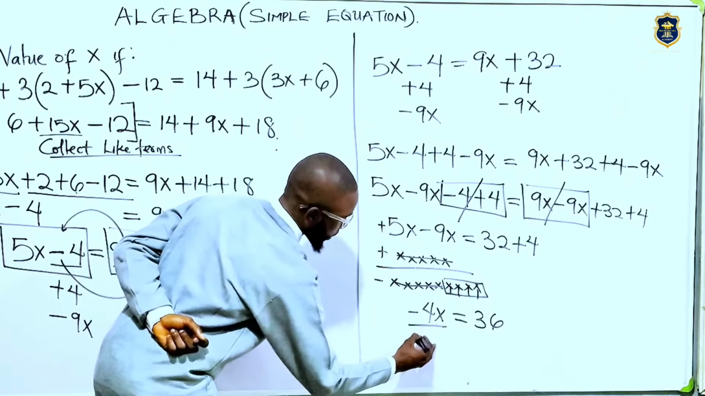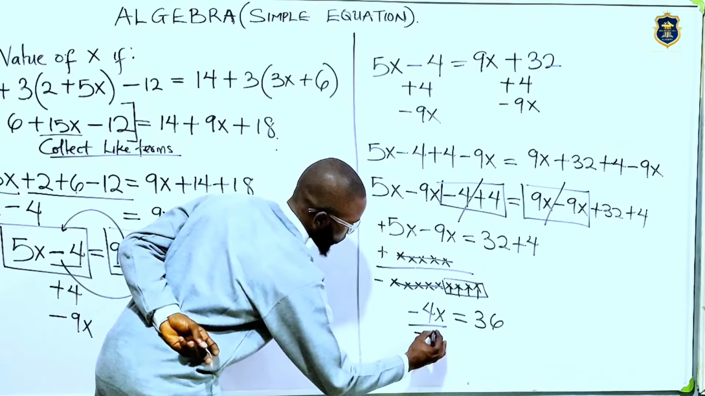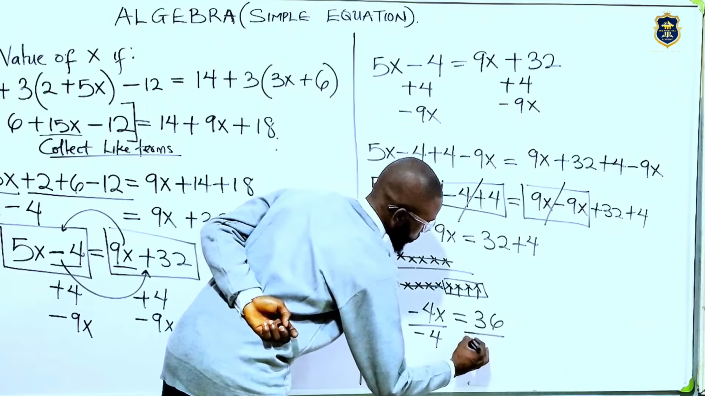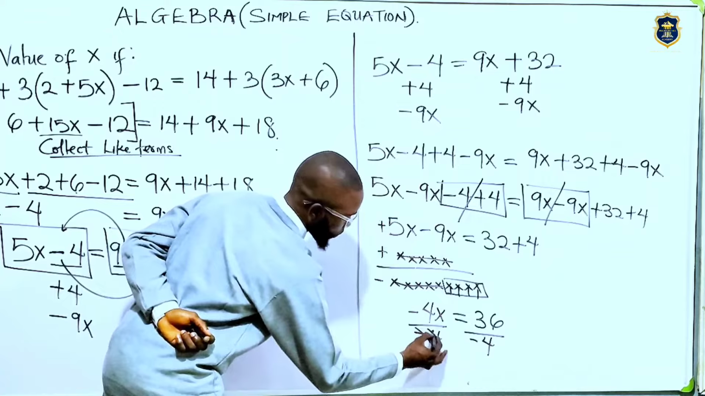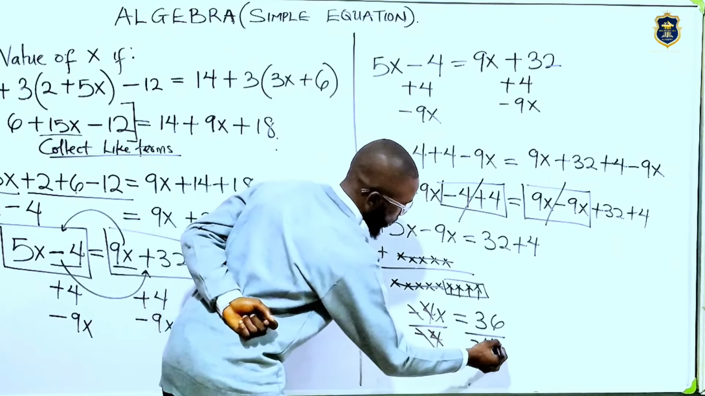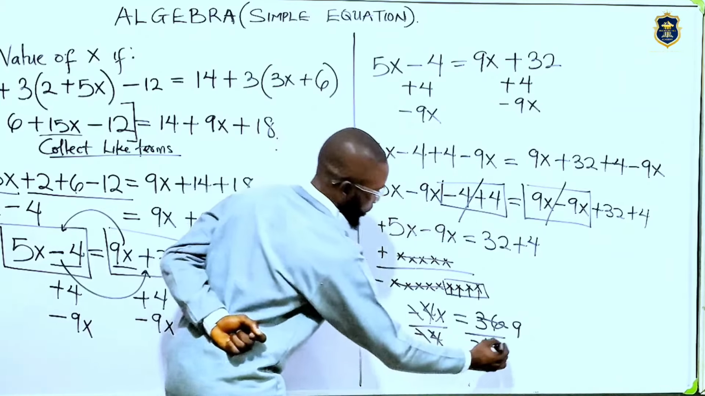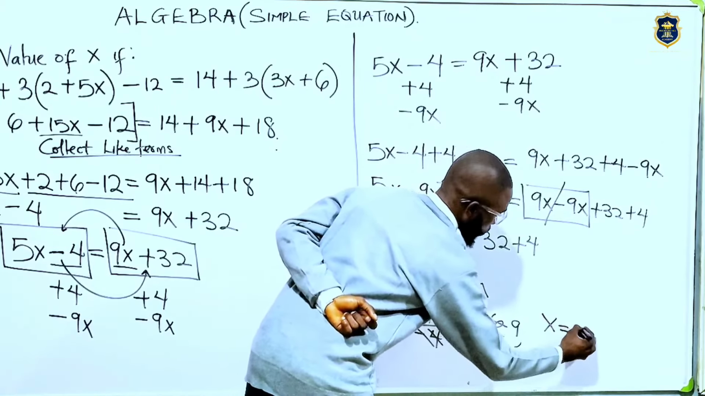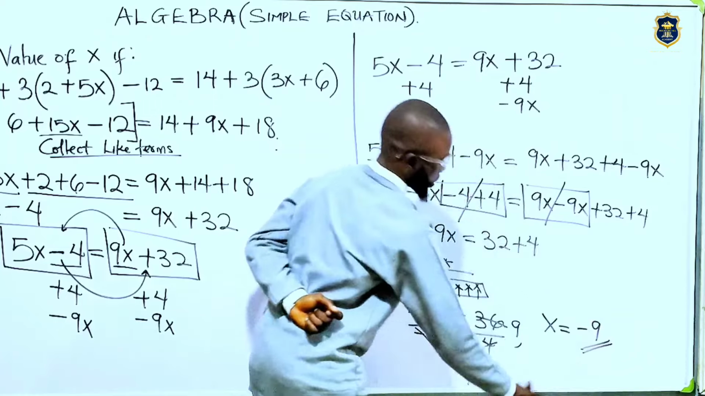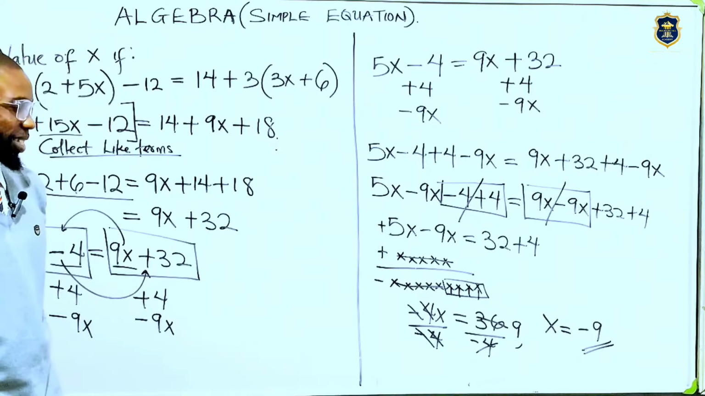We divide both sides by minus 4. Then minus 4 here, we take off minus 4, and 36 divided by minus 4 gives us minus 9. So our answer, x, is equal to minus 9. That's your answer. See how easy it is now?